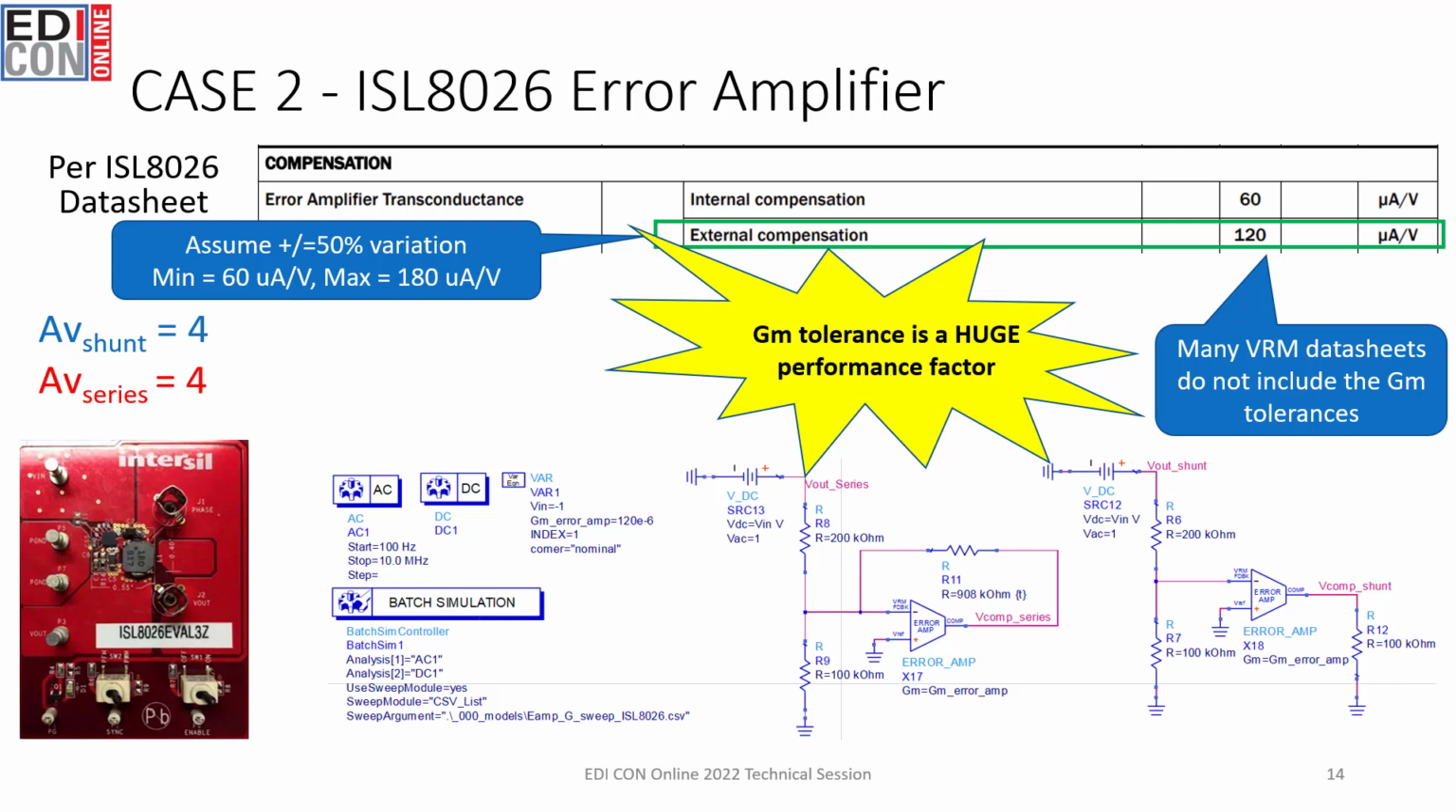So in this example, let's assume a plus or minus 50% variation to assess sensitivity and linear distortion. This puts our minimum at around 60 microsiemens and our maximum at 180 microsiemens. Here again, we can calculate the same nominal gain for the two compensation networks based on the nominal transconductance value, which is set to a gain of 4.